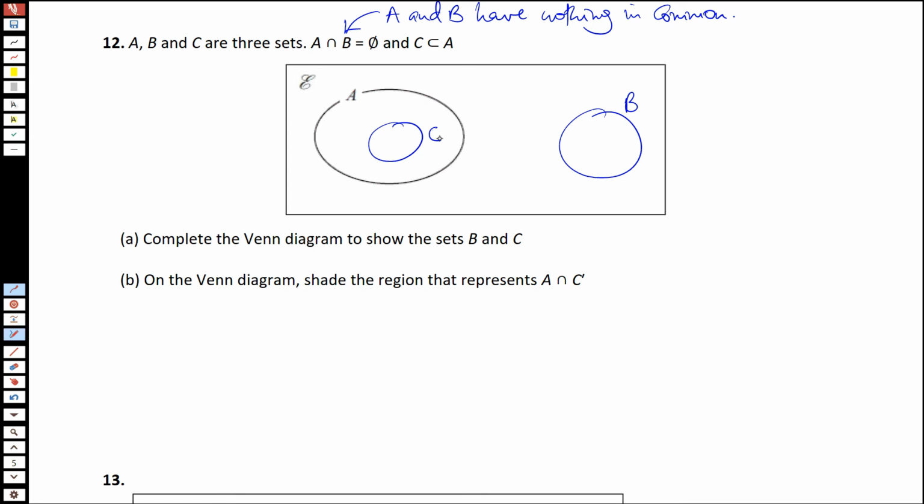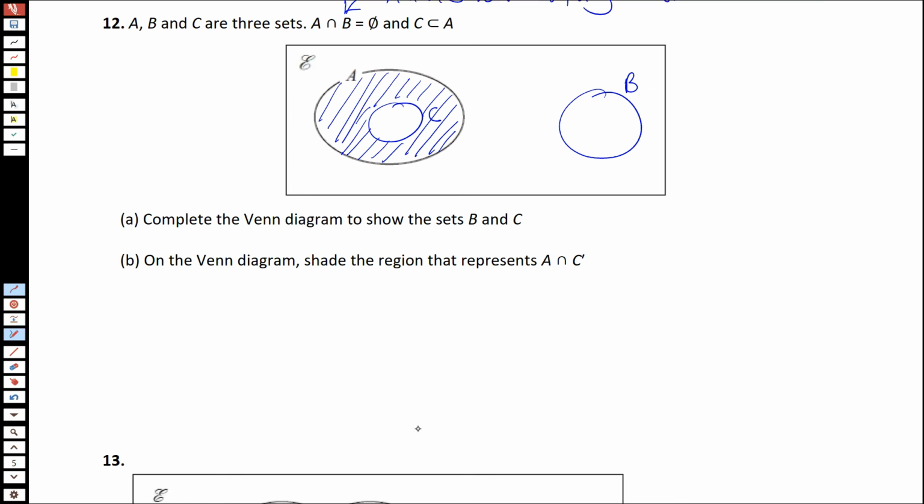And then the second part of the question is on the Venn diagram, shade the region representing what is in A but not C. So just A, or A but not C. So A but not C will basically be what is in A but not C. Yeah. So A but not C will be represented by that.